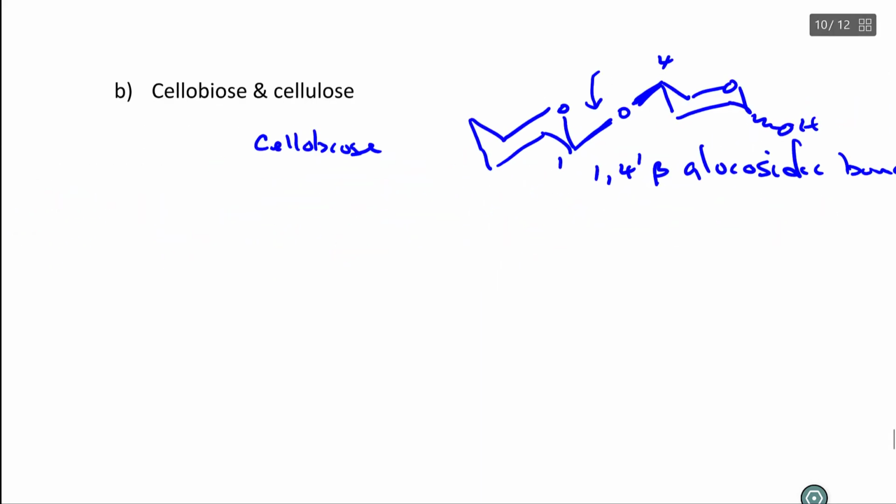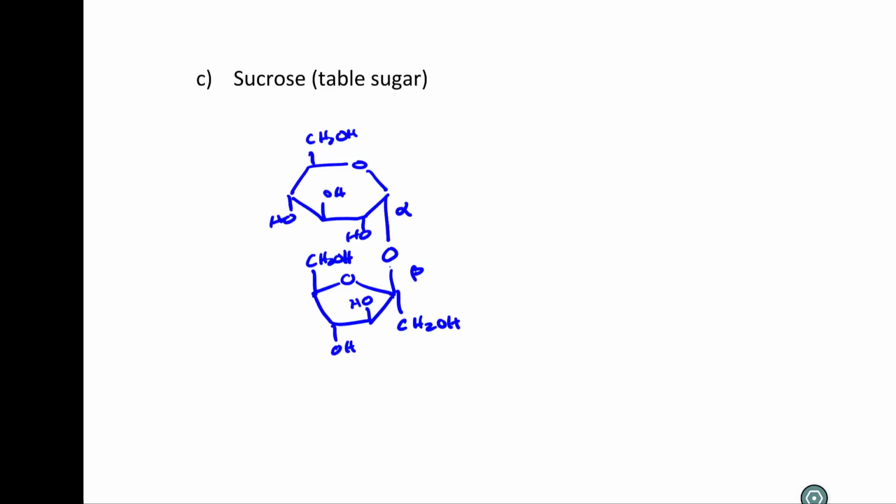The last disaccharide that's important to know is sucrose. And so sucrose is what we call table sugar. It's the disaccharide made with glucose and fructose that is our table sugar, right? So let me draw that out for you. So I drew the structure for sucrose for you, and you'll notice it's drawn differently.